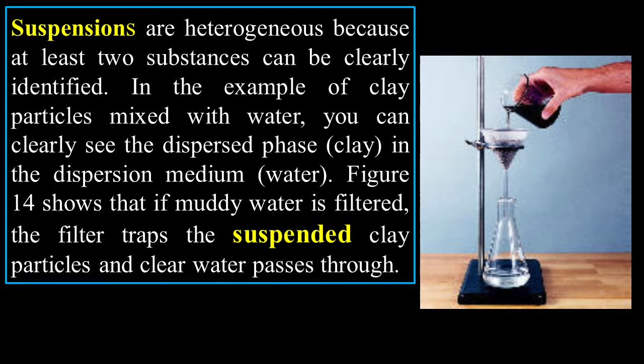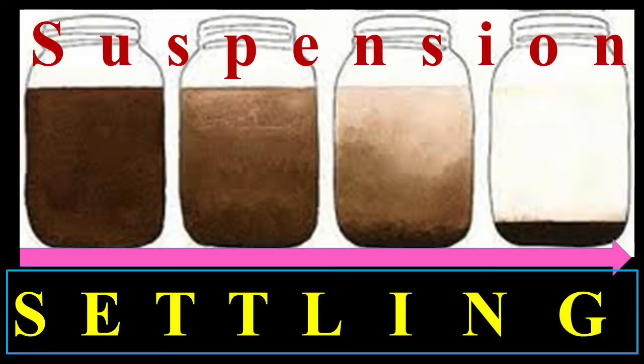In the example of clay particles mixed with water, you can clearly see the dispersed phase, clay, in the dispersion medium, water. Figure 14 shows that if muddy water is filtered, the filter traps the suspended clay particles and clear water passes through. That's a very important distinction. Suspensions can be filtered.